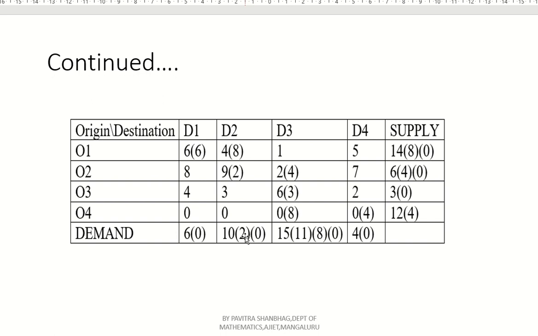Now what remains? 2 and 6 here. Minimum of 2 comma 6 is 2. You have to assign that here. Now this 2 also vanishes, therefore there is no demand for the second column. At the same time you have to remove this 2 from the supply also, that is 6 minus 2, which means 4.